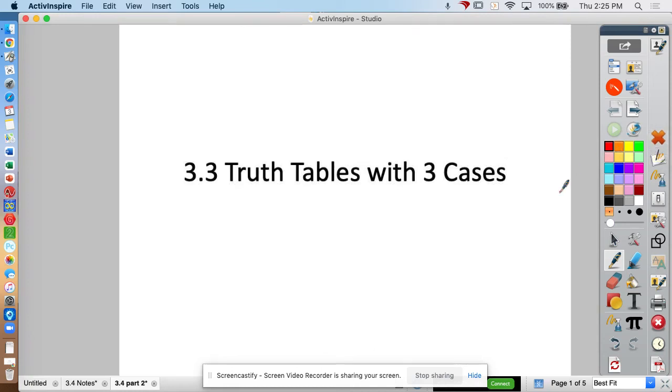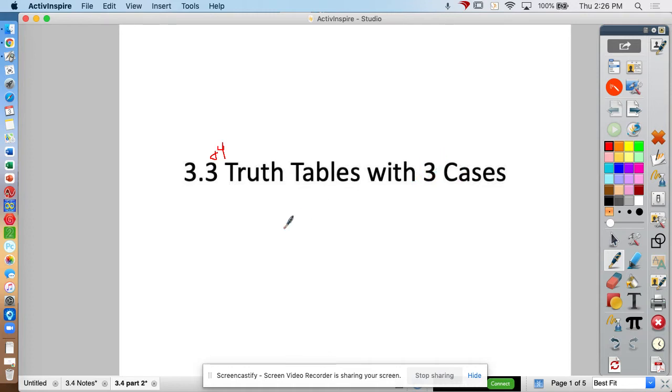Hey class, welcome back. We are going to be adding, this is actually section 3.3 and 3.4, truth tables. So really the question is, how could I make this more difficult? The only way to do that is to add a third case.